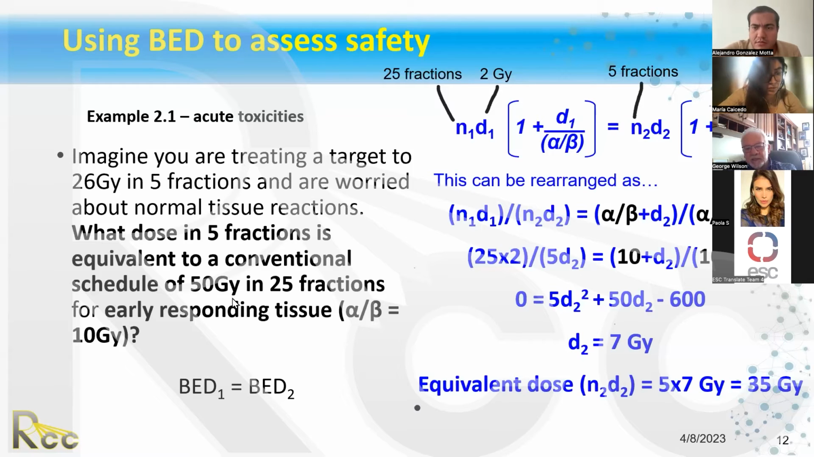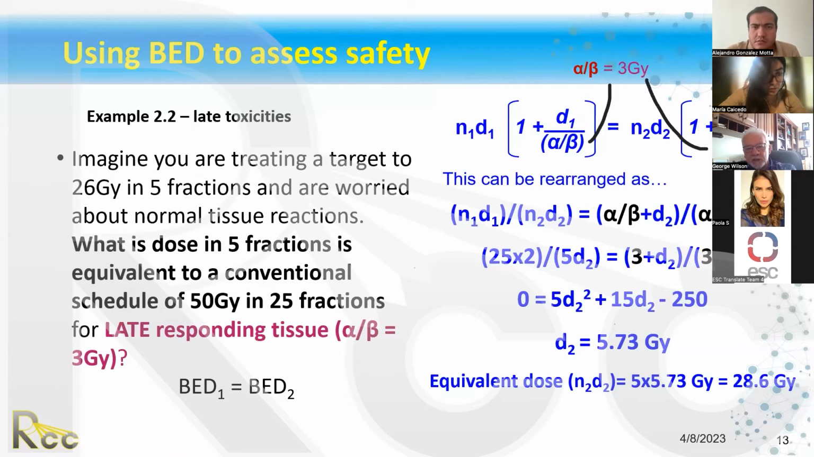What about if it's a late responding normal tissue, and the alpha beta is now 3 gray rather than 10 gray? So what would then be the dose that we're giving that late responding normal tissue? Exactly the same, 5 fractions, total 26 gray.